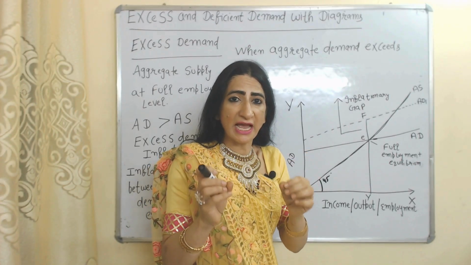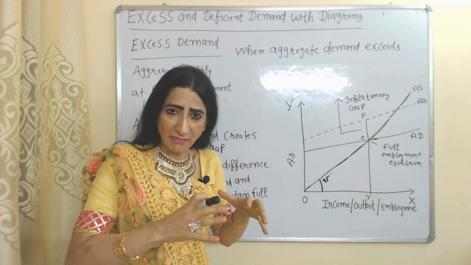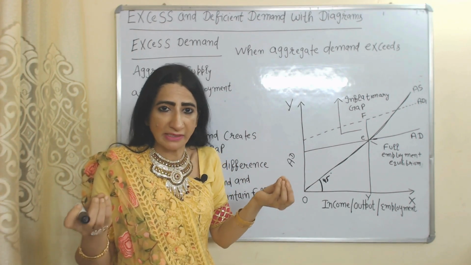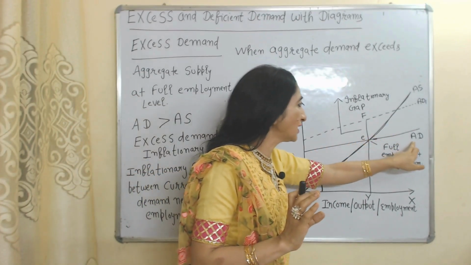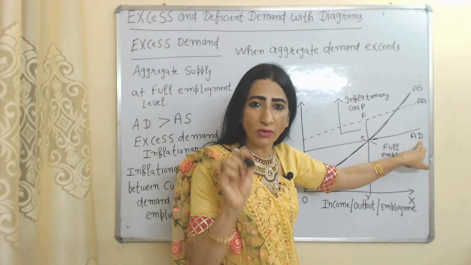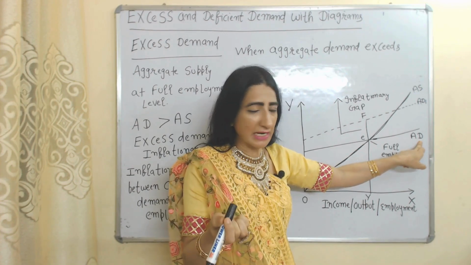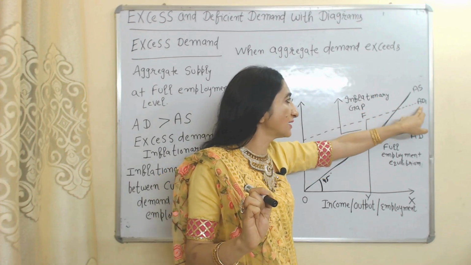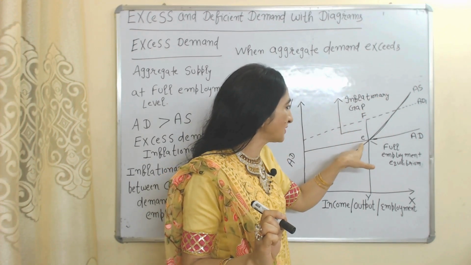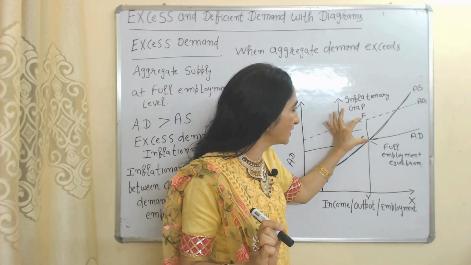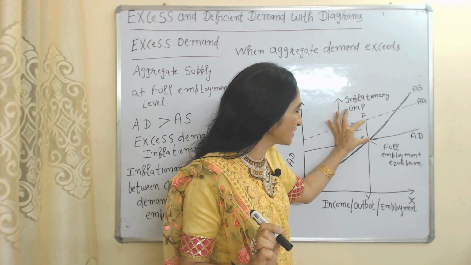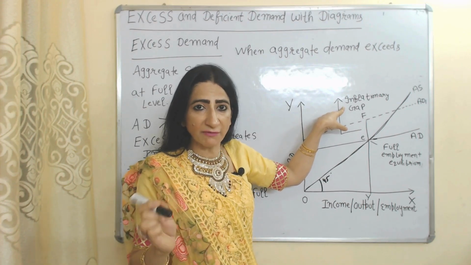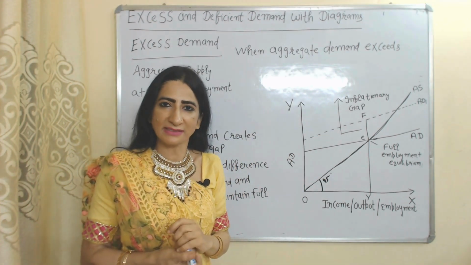And inflationary gap is the difference between current demand and the demand we need in order to maintain full employment level. Here you can see we need only AD demand in order to maintain a full employment level because E is a full employment point. But our current demand is AD1. Difference between AD and AD1 will be called inflationary gap. That means this EF will be called inflationary gap. And this inflationary gap is created by excess demand.